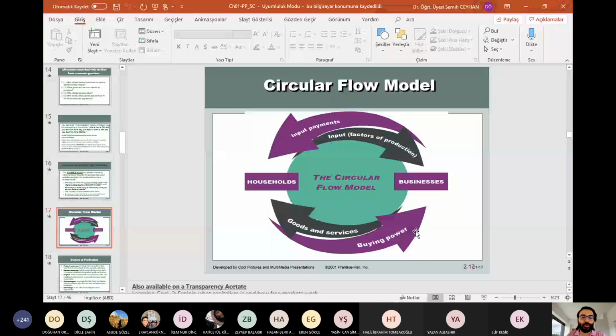If there were no customers to buy them, they will fail. They will be unsuccessful, right? So they are important. At the same time, businesses actually give the opportunity to the households to live better, to reach their needs, right? They are making them pay, and they give them a wealth. And they also provide the necessary goods and services.